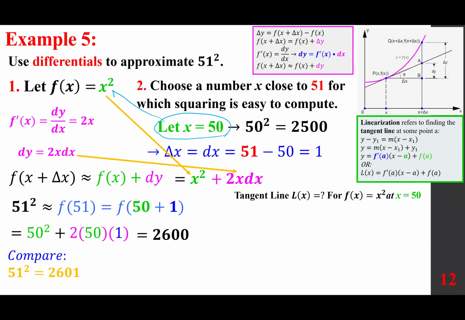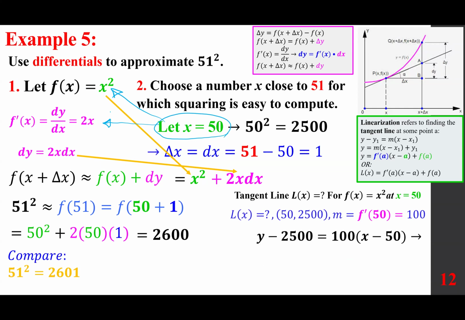if you plug this into the original function, you get 50 comma 2,500, x and y. If you plug it into f prime of x, you get the slope 100. y minus y1, that means y minus 2500 equals m, 100, times x minus x1, x minus 50. And if you plug in, in other words, distribute, and then move this by adding 2500 to both sides, you get y or L of x, the tangent line, equals 100x minus 2500. Again, I can't emphasize this enough.